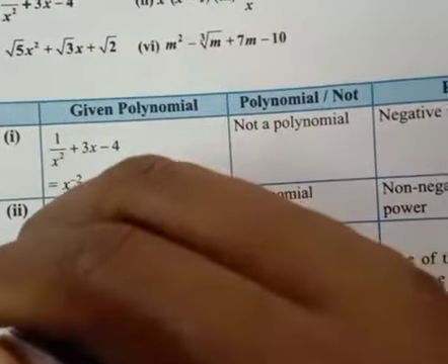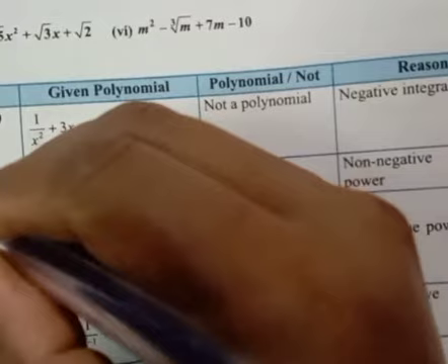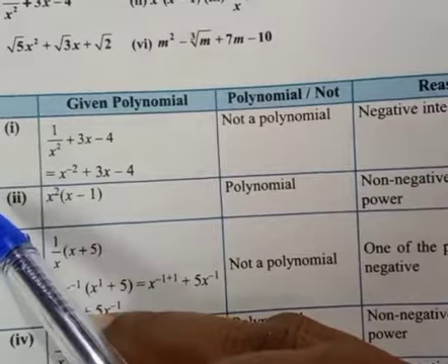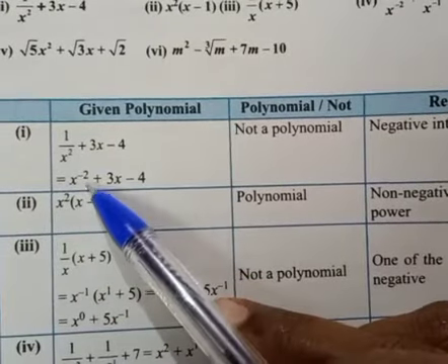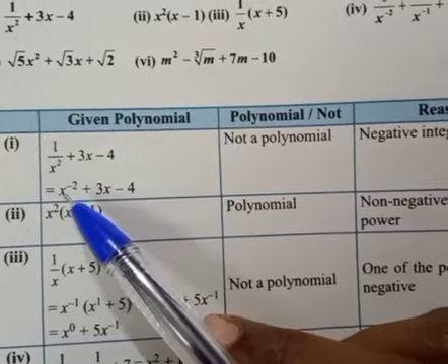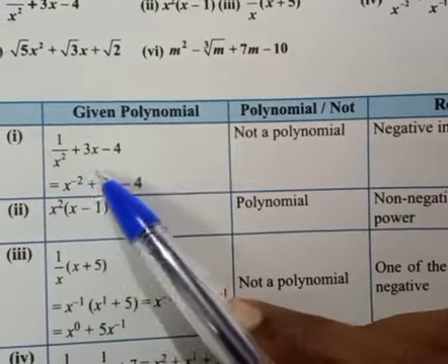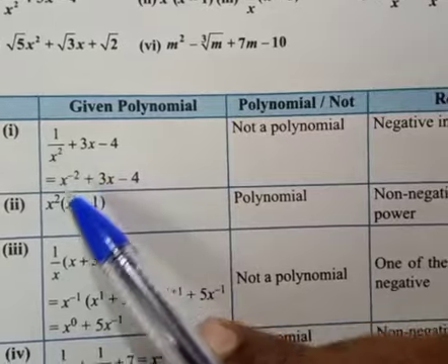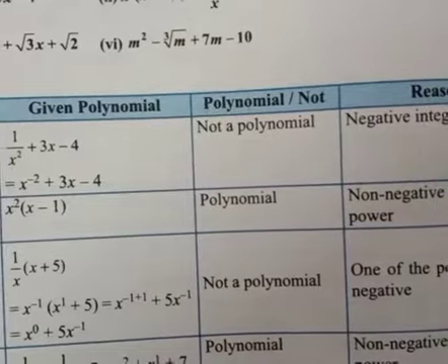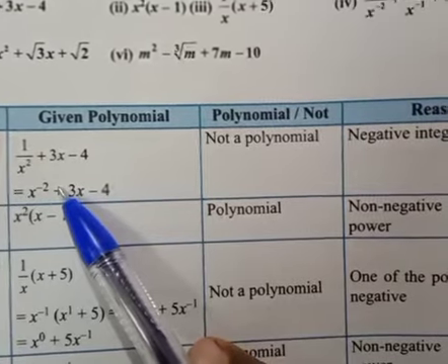1 by a power m is equal to a power minus m. This is the formula. So this is written as x power minus 2 plus 3x minus 4. Okay. So now for this polynomial, you have one negative power. Negative power is there, so it is not a polynomial. So you have to write not a polynomial, and the reason: negative integral power. We have one negative integral power. So it is not a polynomial.